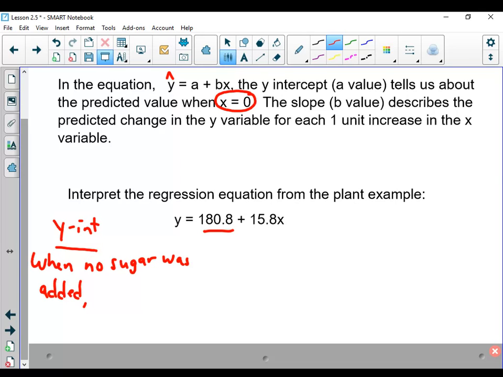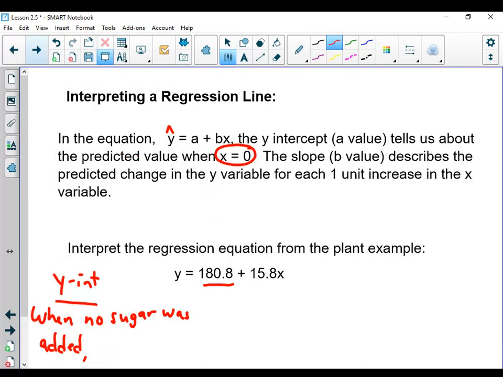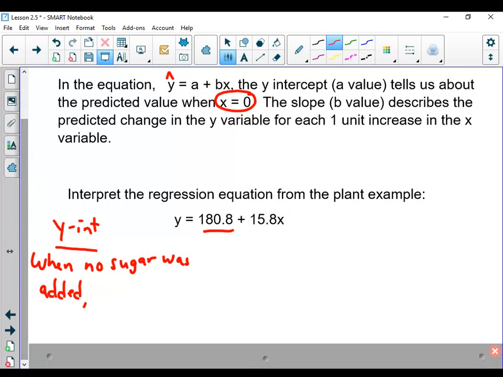Now we're going to talk about what happened. Well, 180.8 was the value I had for the y-intercept, and that represented the freshness. So when no sugar was added, the plant stayed fresh for 180.8 hours.